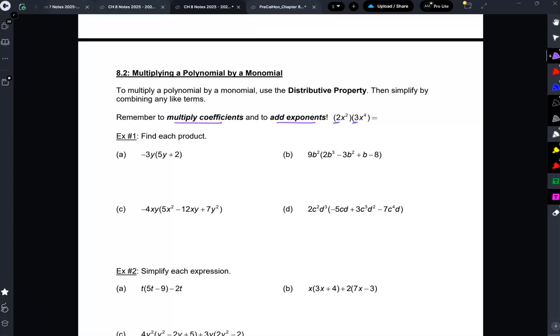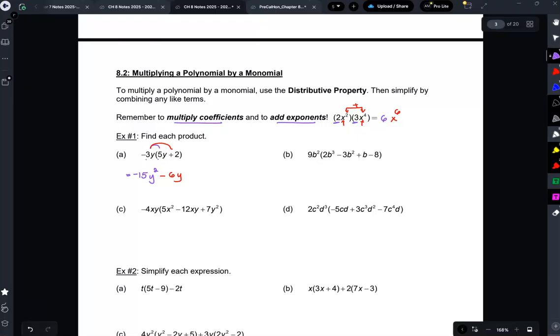So here, I have coefficients, I multiply them, 2 times 3 is 6, but then for the variables, it's x to the power of, I add the exponents, so 6. Okay, so let's do this one. First, I'm going to multiply negative 3y to 5y. I'm going to use the distributive property. So here I'm going to get negative 3 times 5, negative 15, y times y, y squared. Then negative 3y times 2 is negative 6y. And that's it. There are no like terms to combine, so that's it.